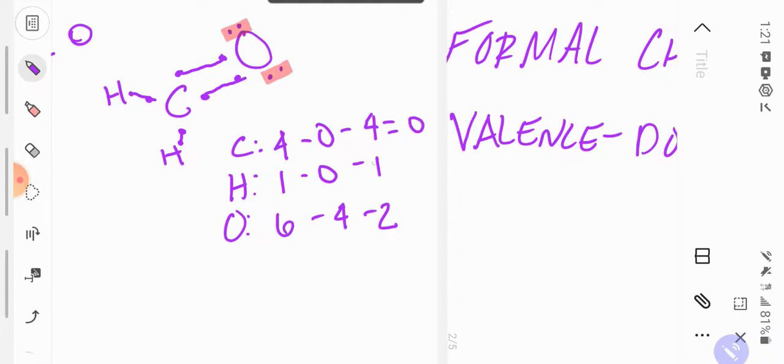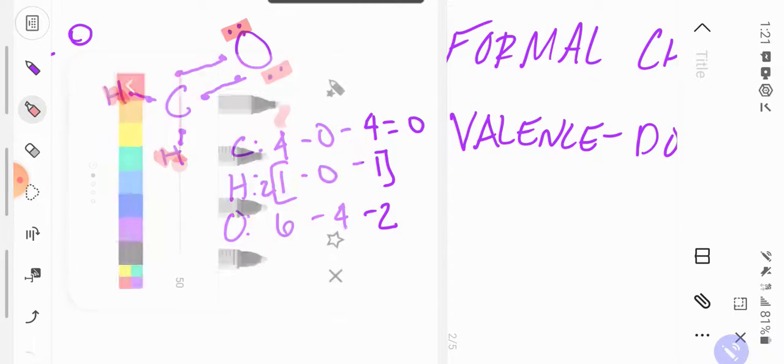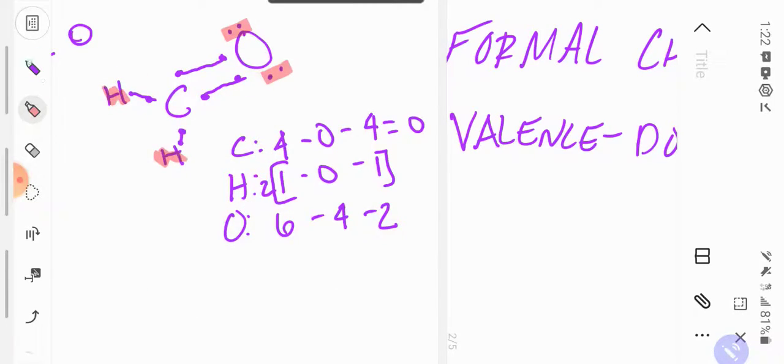So you work that out, that gives us 0. We're going to multiply by 2 because there's 2 of these. But at the end we still get 0. And 6 minus 4 is 2, minus 2 is 0. So if we add all of these up, our total charge for the molecule is 0. Which makes sense because this is a stable molecule and this is where it wants to be as far as charges go. So let's look at another one.